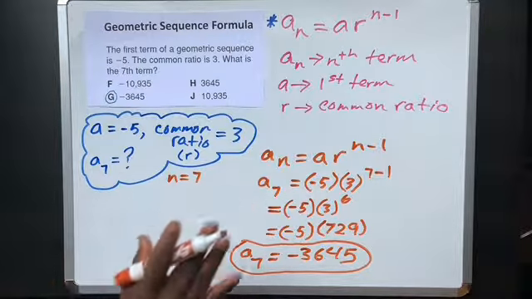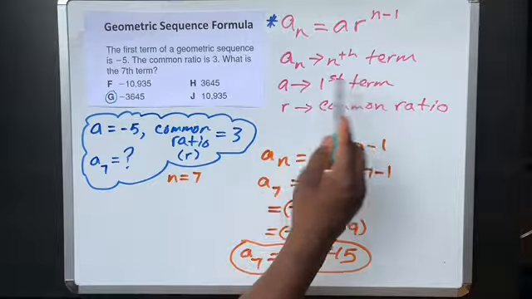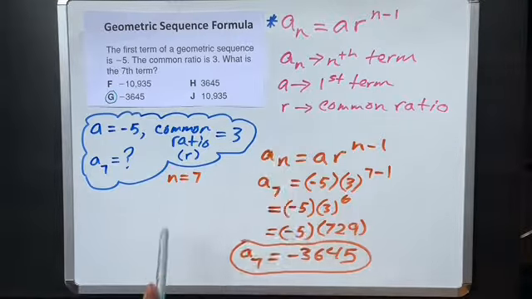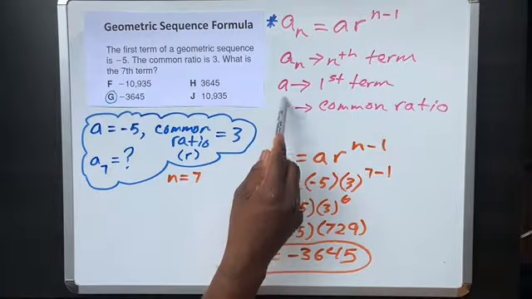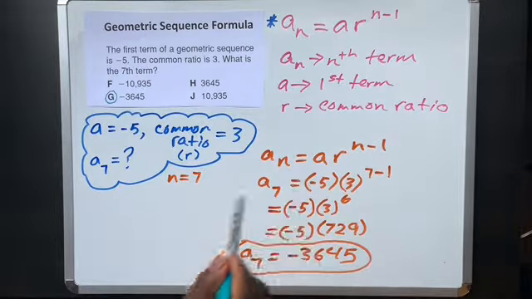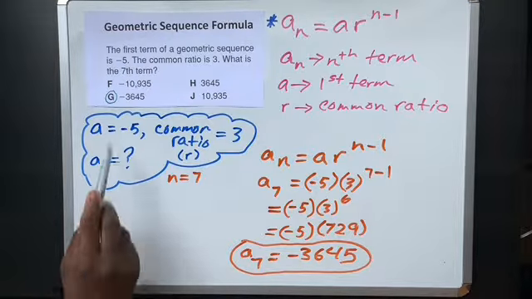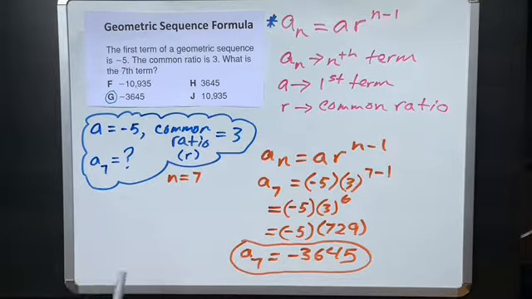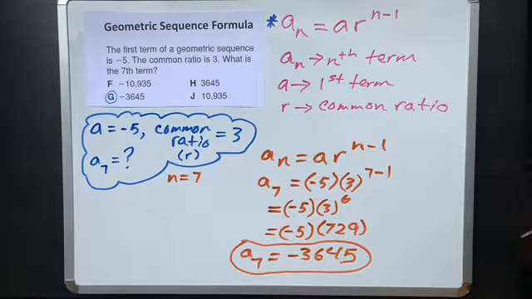So when we review this, what we did was we took time to define each of the variables in the geometric sequence formula: the nth term, a sub n; a equals the first term; r equals the common ratio. Then we wrote that information over here, and we went through substituting, using the order of operations to get our final answer.